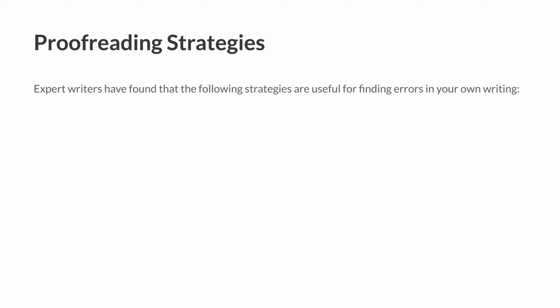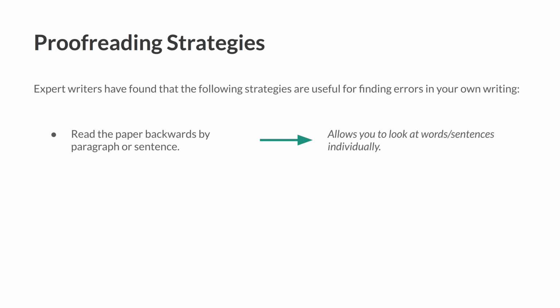Expert writers have found that the following strategies can be really useful for finding errors in your own writing. One strategy you could try would be to read the paper backwards by paragraph or by sentence. This sounds like a strange thing to do, but there's a good reason for it. When you read something backwards, you're not paying attention to the flow of the ideas. Instead, it allows you to look at words and sentences individually. So it's easier to see misspelled words or missing words when you're reading backwards in that way.